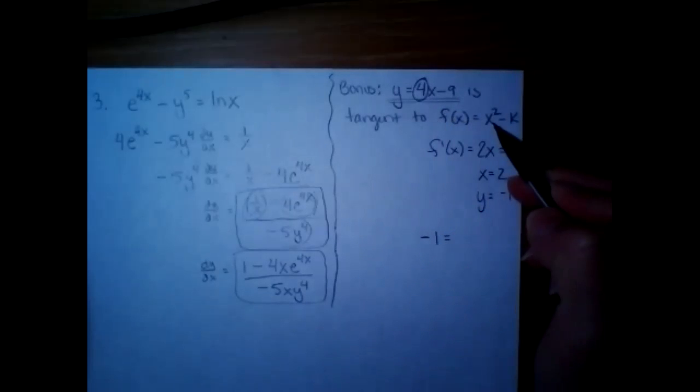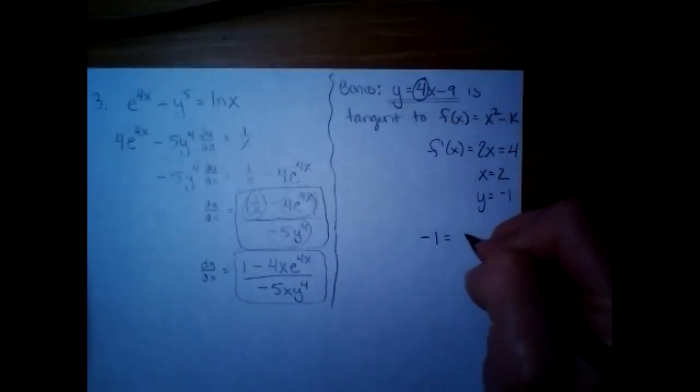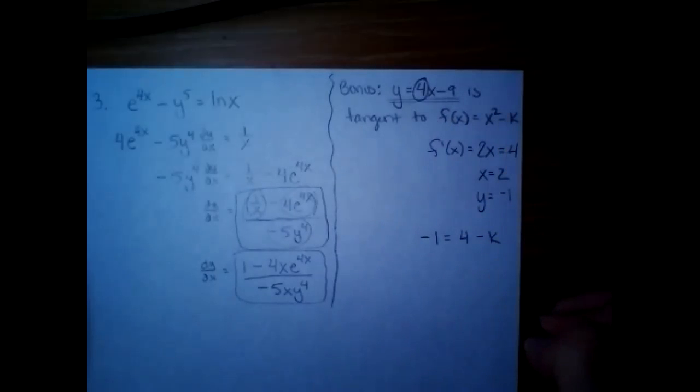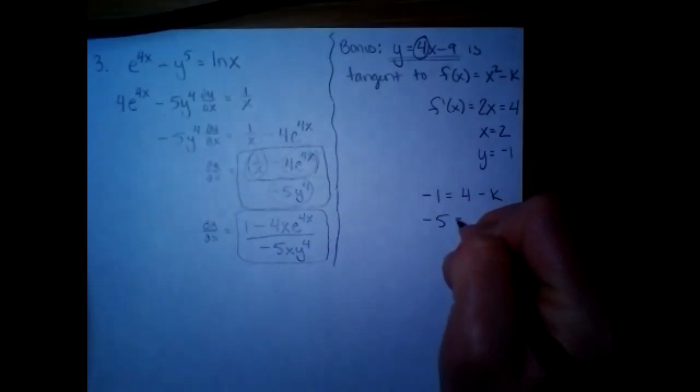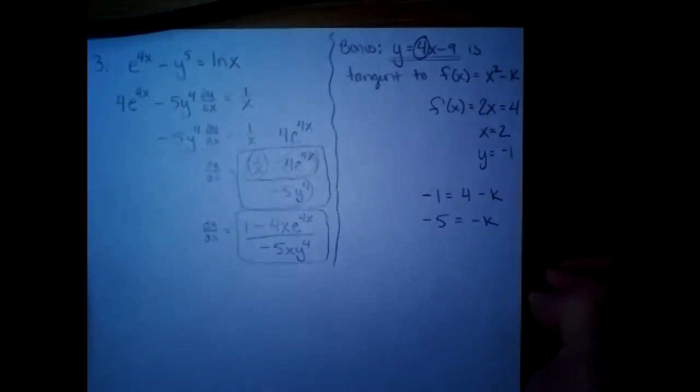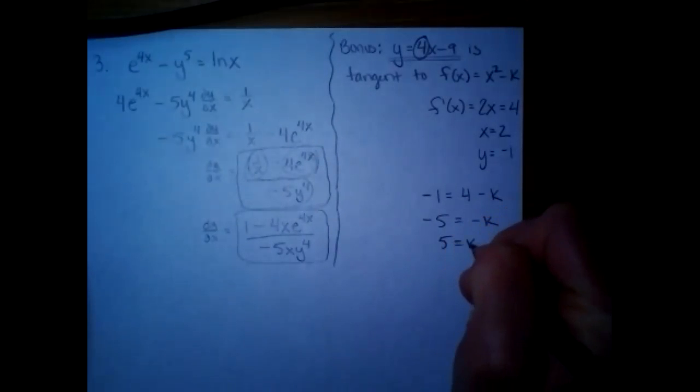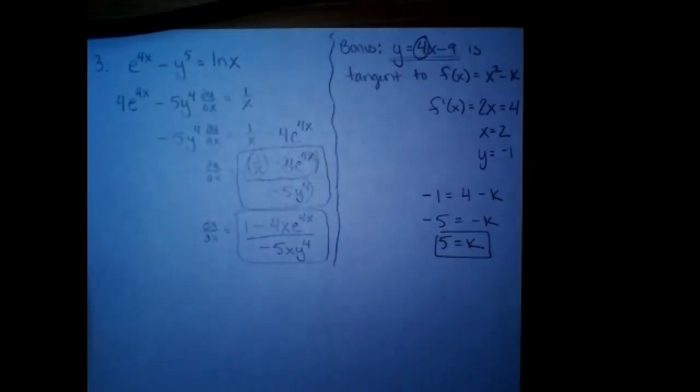And then we're plugging in 2 for x. So 2 squared is 4 minus k. And so we're going to subtract 4. And then the negatives will cancel. So this was the final answer. K is 5. And I just want to show you on a calculator what this is going to look like.